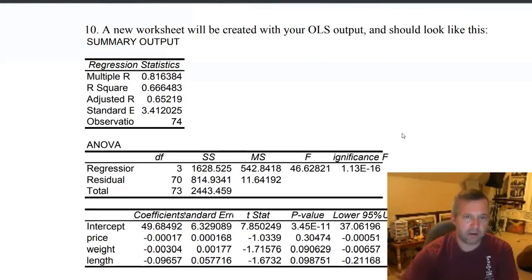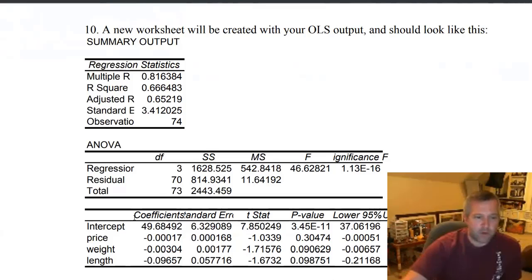Okay, so I'm here on page 3, I guess, and I've got here my step number 10, the first set of regression results that I have. So I've got these coefficients here. I've got an intercept, 49. I've got the negative coefficient for price, negative coefficient for weight, negative for length.